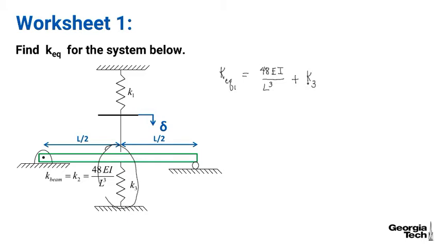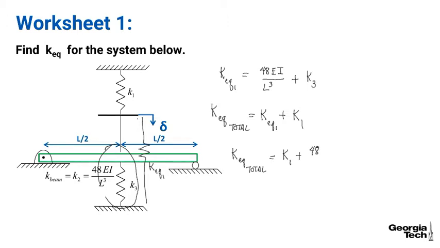And now I have this new spring here that's equal to K equivalent 1. And now it is in parallel with K1. And so again, we're going to add those together. So I have K equivalent total equals K equivalent 1 plus K1. And so K equivalent total for this system is equal to K1 plus 48 EI over L cubed plus K3. And that's the answer to that worksheet.